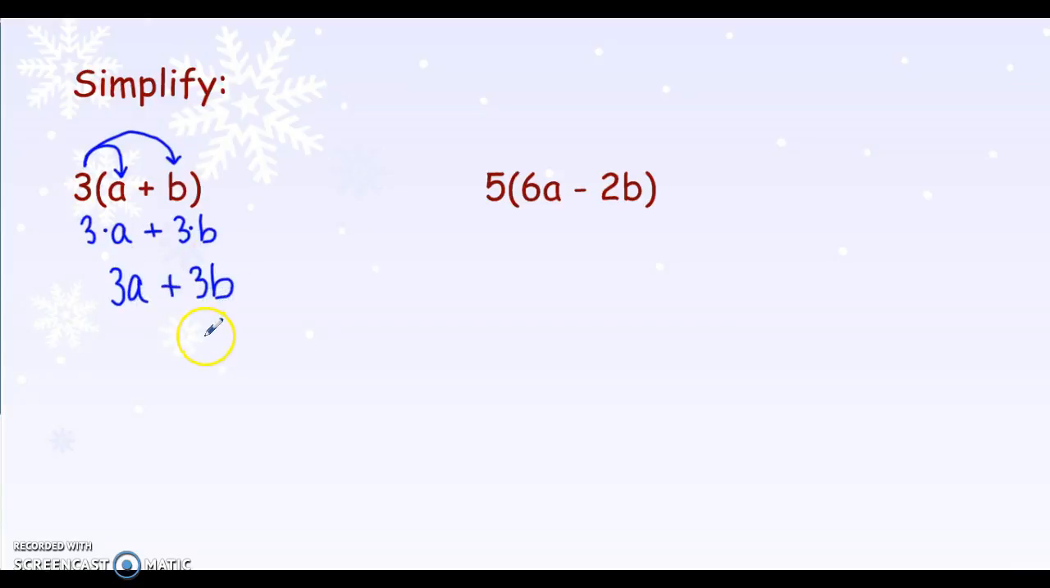And it asks me to simplify, so I want to double check. Are these like terms? Well, they have the same coefficient, the same number in front, but they don't have the same exponent. This is an a, this is a b, so that's all I can do. The next example is 5 times 6a minus 2b, and you can do the same method that you did before, distribution, or we can reinforce what we did previously and make an area model.